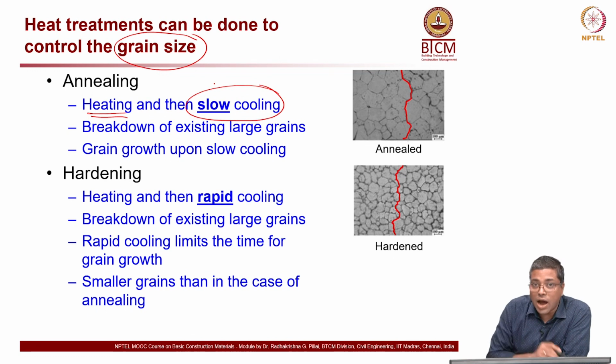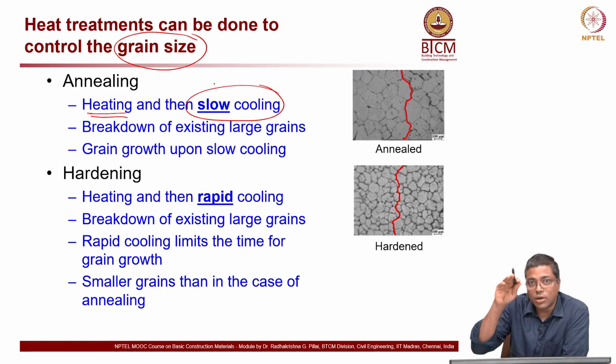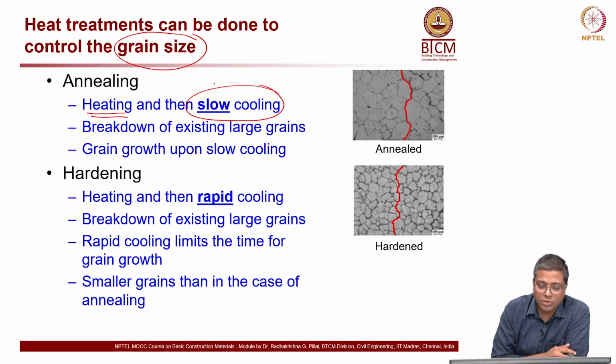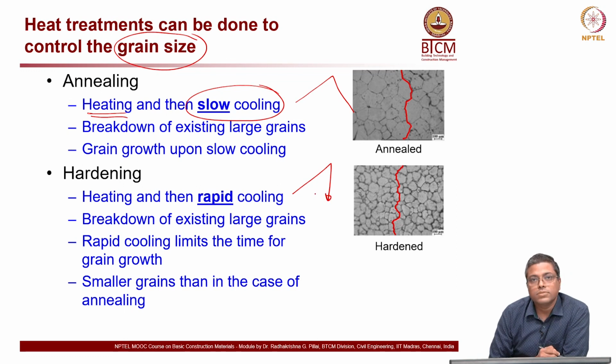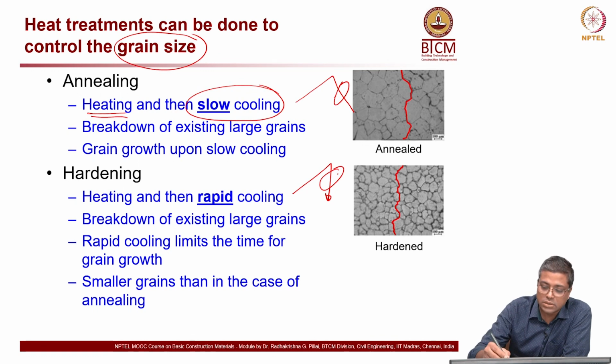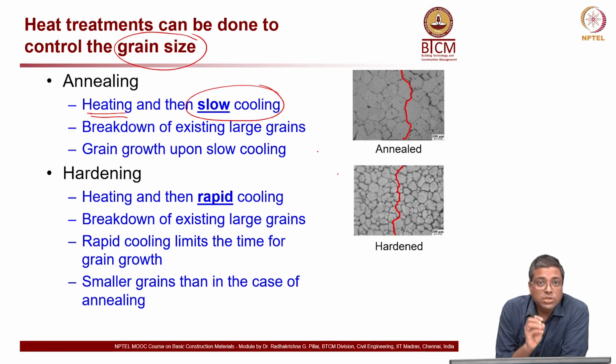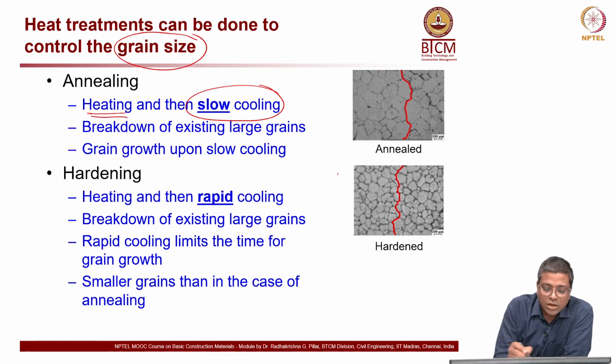And in case of hardening, it is heating but cooling is very rapid. So heating and then slow cooling here, heating and then very rapid cooling. You can see the slope in the second phase is relatively less. Now because of this slow cooling and rapid cooling, the final grain size is going to be different. Anyway, let us look at the annealing first. You have heating and then slow cooling.